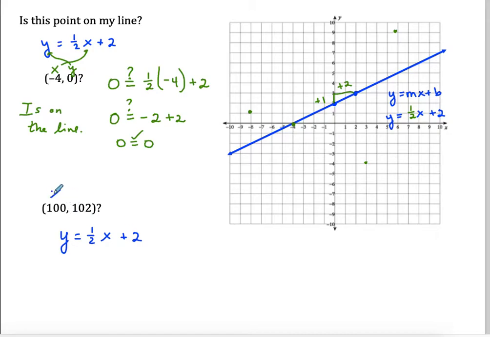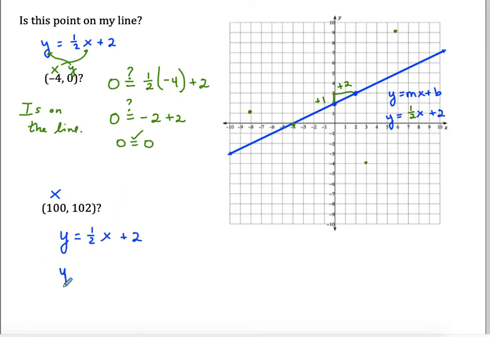And I'm going to plug in the x value here, and I'm going to see what I get for y. And if it matches, good. And if it doesn't match, then it can't be on the line, because notice every x value here has only one y value. There's no place where this line is in more than one space at a given x place. So let's plug it in.